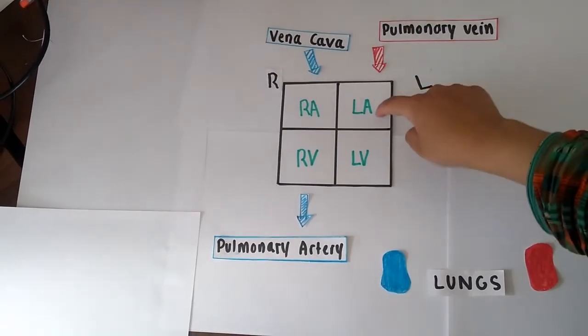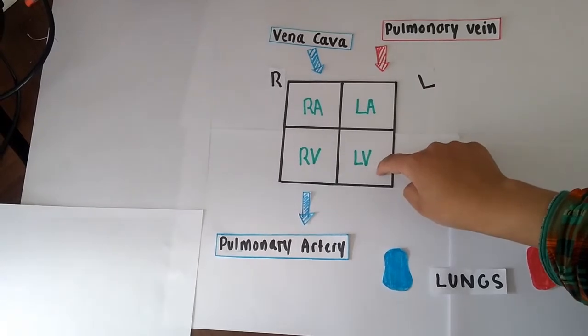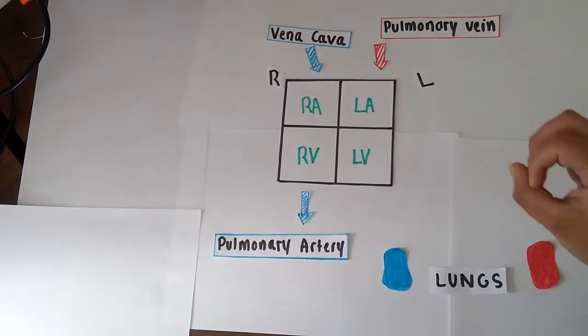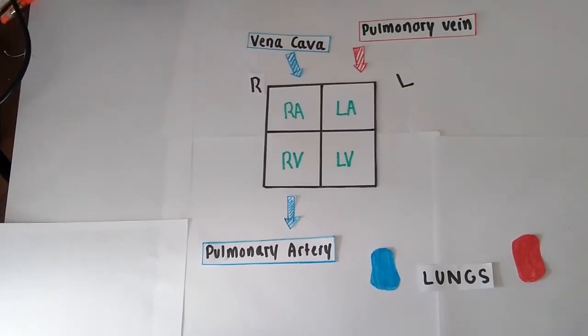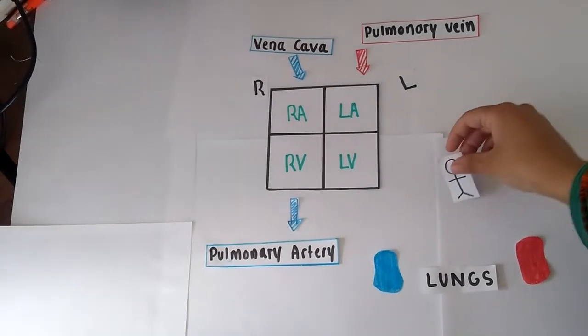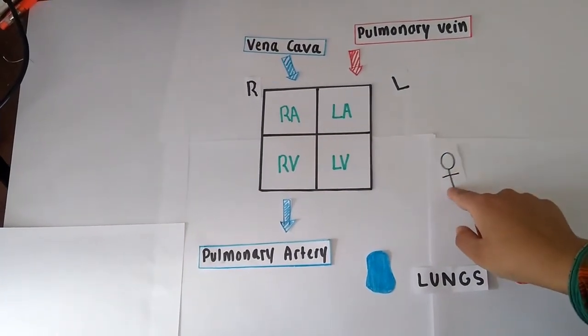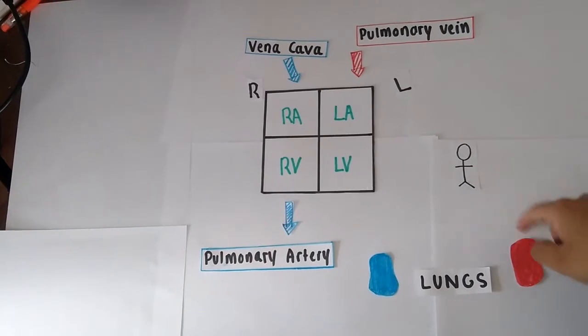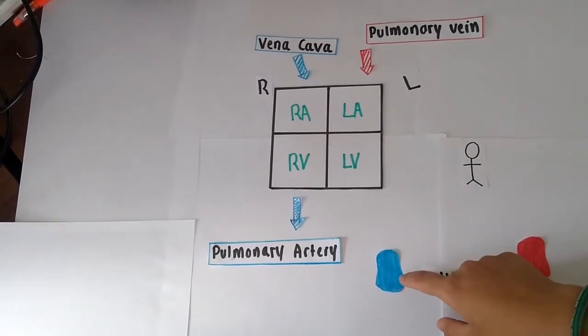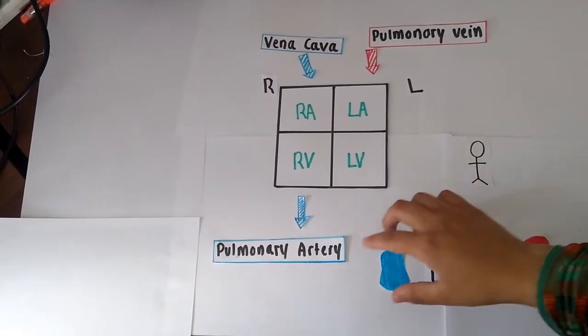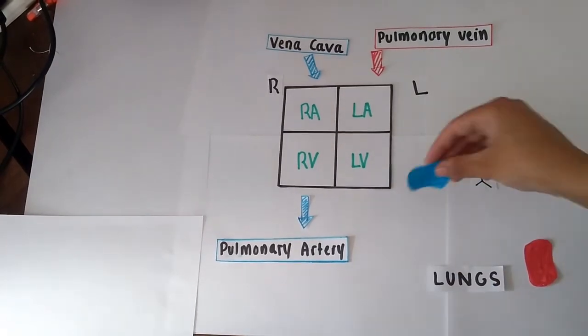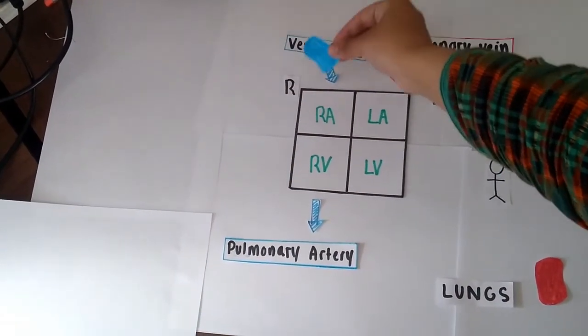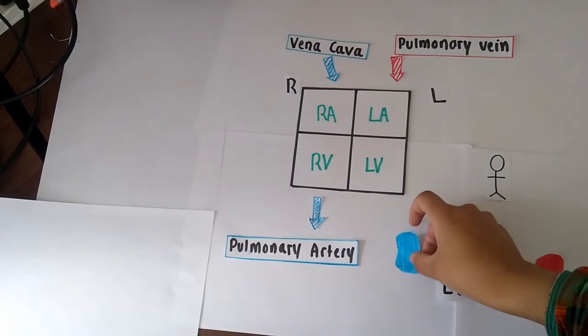So it goes into the left atrium and the left ventricle, and this provides pressure so it can go all the way to the body. And this is where oxygenated blood is transported and becomes deoxygenated blood. And then all that deoxygenated blood goes back into the vena cava and the cycle starts again.